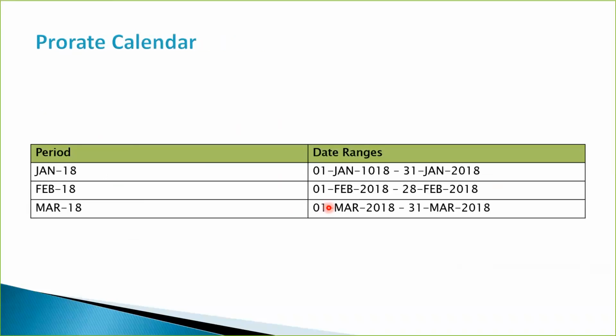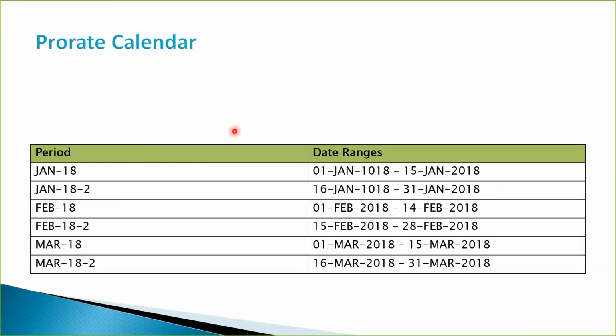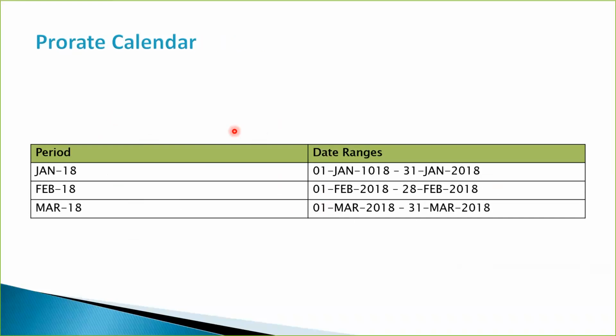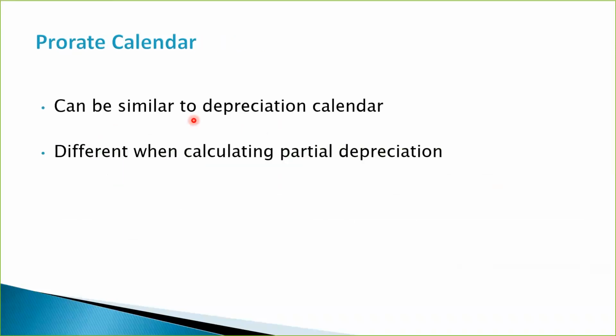So the prorate calendar can look like this, and the prorate calendar is also just showing the periods and the date ranges for those periods. The prorate calendar can look like this, just like how the depreciation calendar would look. Or it can look something like this. And this is the prorate calendar which we are going to use with our mid-month convention.